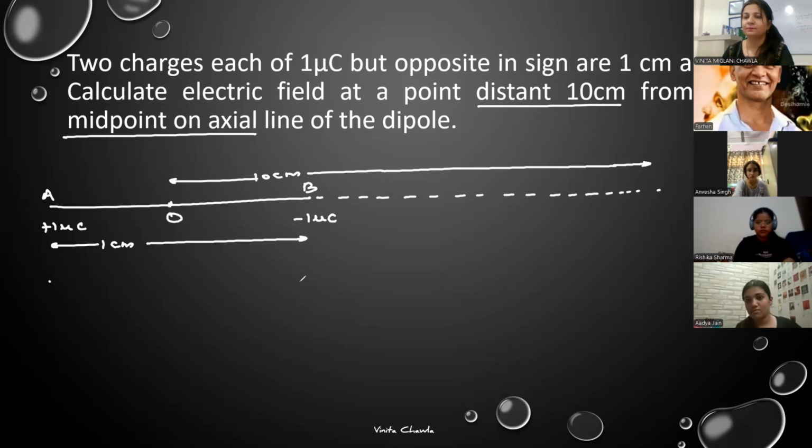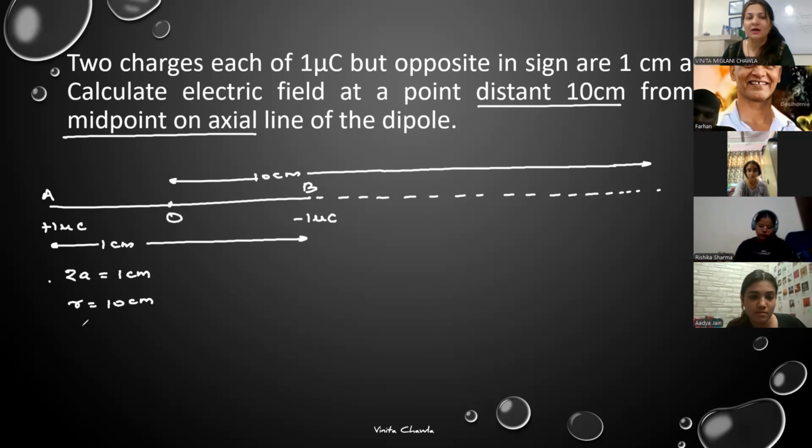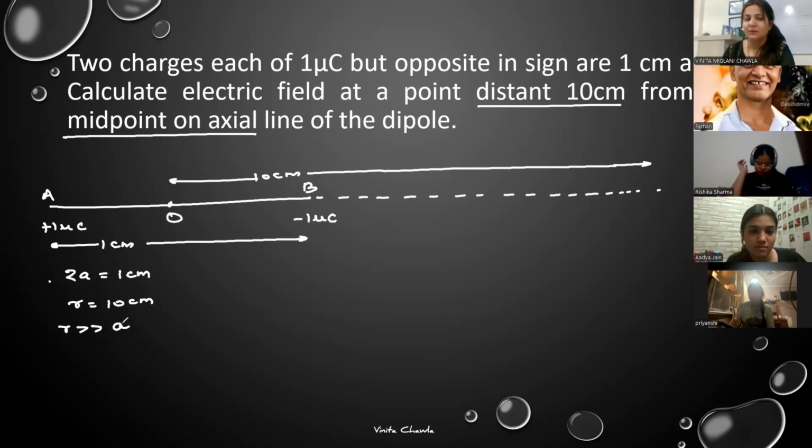How will you do this? So your 2a is 1 centimeter, right? And your r is 10 centimeter. So we can see that r is very, very greater than a, right? In such a situation, when r is very, very greater than a, how do we write the formula of electric field intensity on the axial line of an electric dipole? What is it, beta?